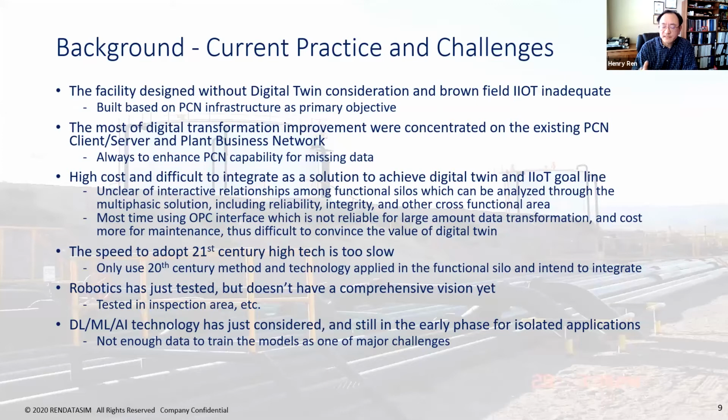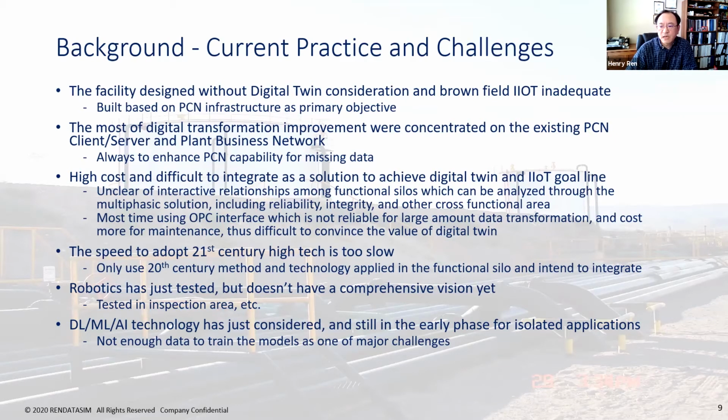And most of the facility or field is brownfield. In order to apply those industrial Internet of Things or digital transformation, the owner side always feels it is very difficult because they don't have enough budget to achieve that goal. In addition, most people with the traditional mindset always think about improving the PCN network or corporate network. Next slides I will show you.